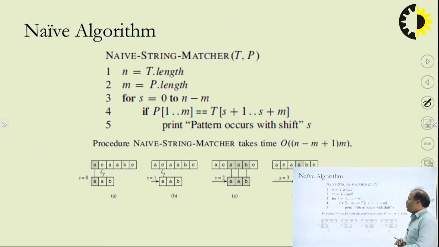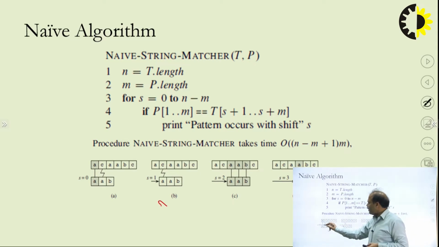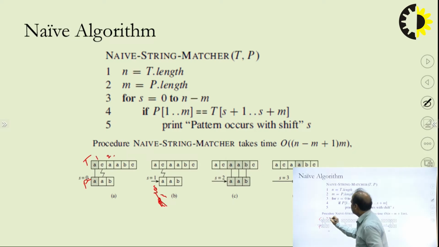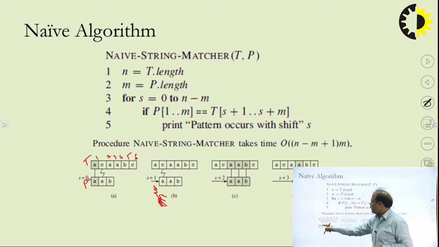What is the idea behind the naive algorithm? In this naive algorithm, we try all the valid shifts. If we try s equal to 0, consider this as the text and this as the pattern. If we say s equal to 0, that means 1, 2, 3, 4, 5, 6.